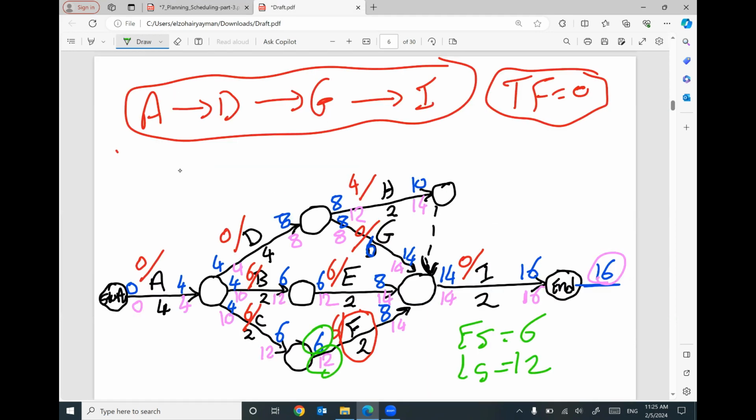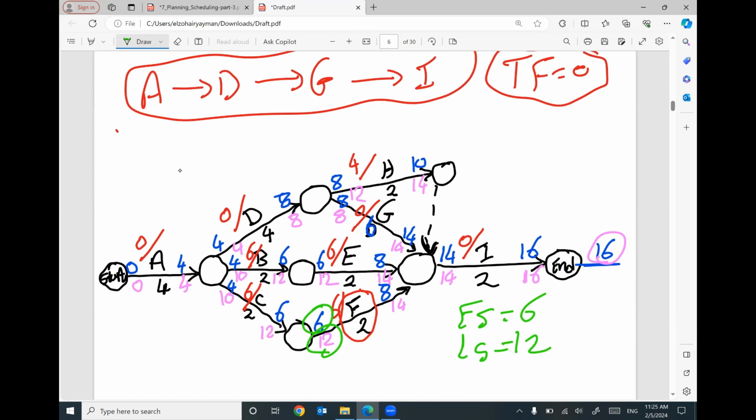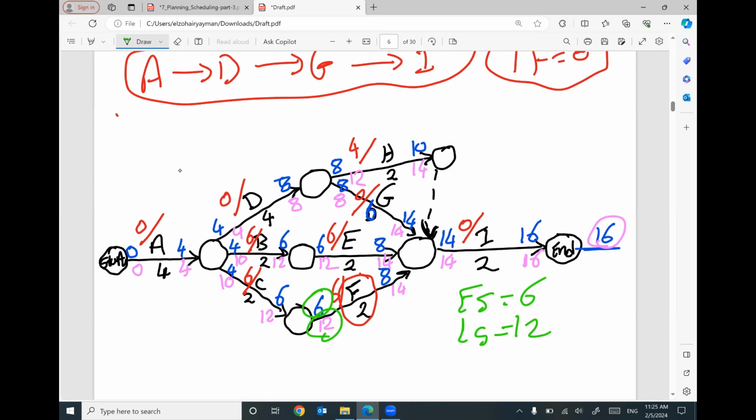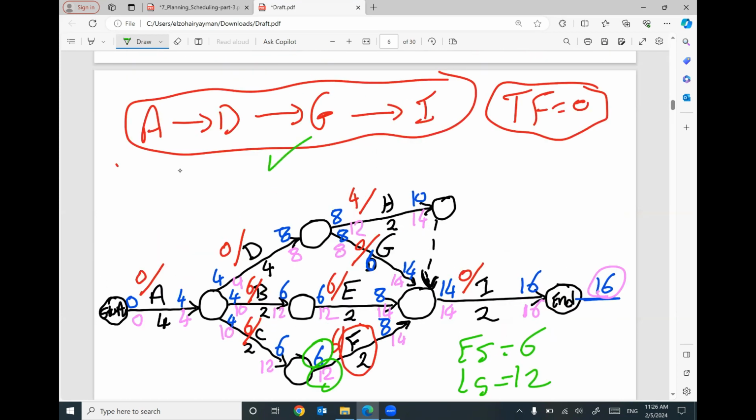That makes sense? So in some problems, you need to create the network from scratch like this one, and then you need to apply your scheduling to figure out the early start, early finish, late start, late finish, and total float, and then you can find out the critical activities. Then you can decide which path will be the critical path.